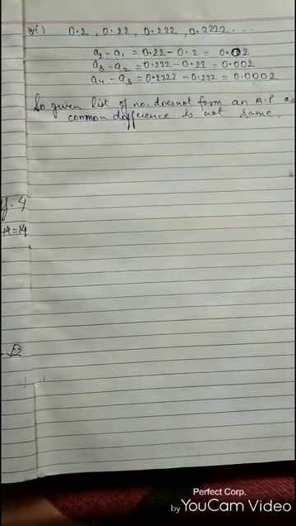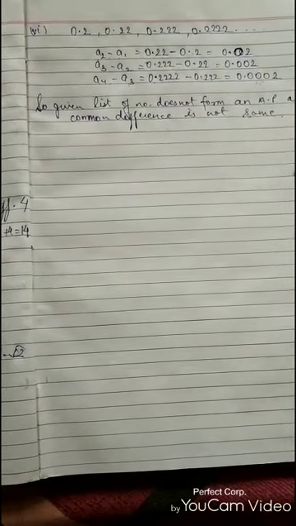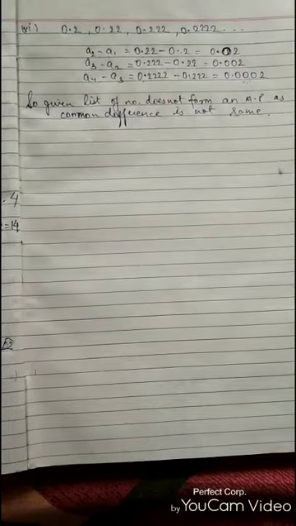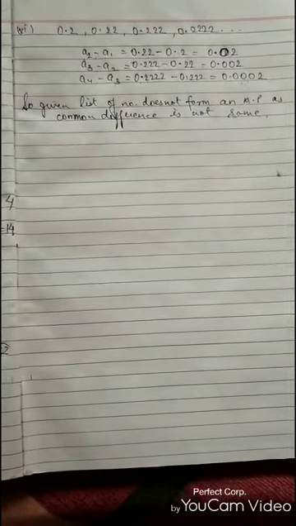Now from the next question, your homework, you have to do those questions by yourself. You have to tell whether the list is in AP or not. If it is in AP, then you have to find the next three terms. Okay, and solve the 11th question.